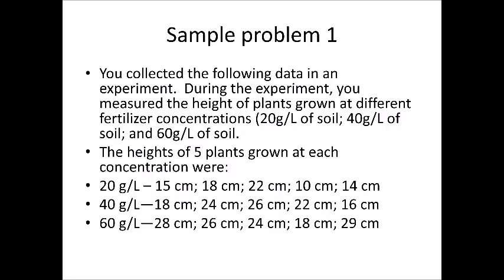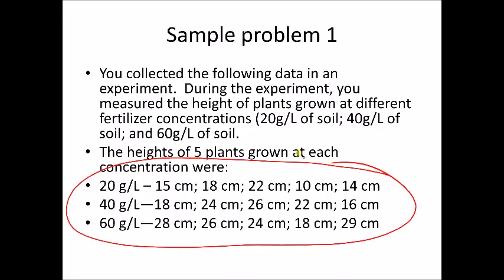So we're going to look at an example problem, and we're going to learn how to do some calculations here, first with descriptive statistics. It says you collected the following data in an experiment. During the experiment, you measured the height of plants grown at different fertilizer concentrations. So 20 grams per liter of soil, 40 grams per liter of soil, and 60 grams per liter of soil. And we measured the heights of 5 plants that were grown at each concentration. So we have 3 samples.